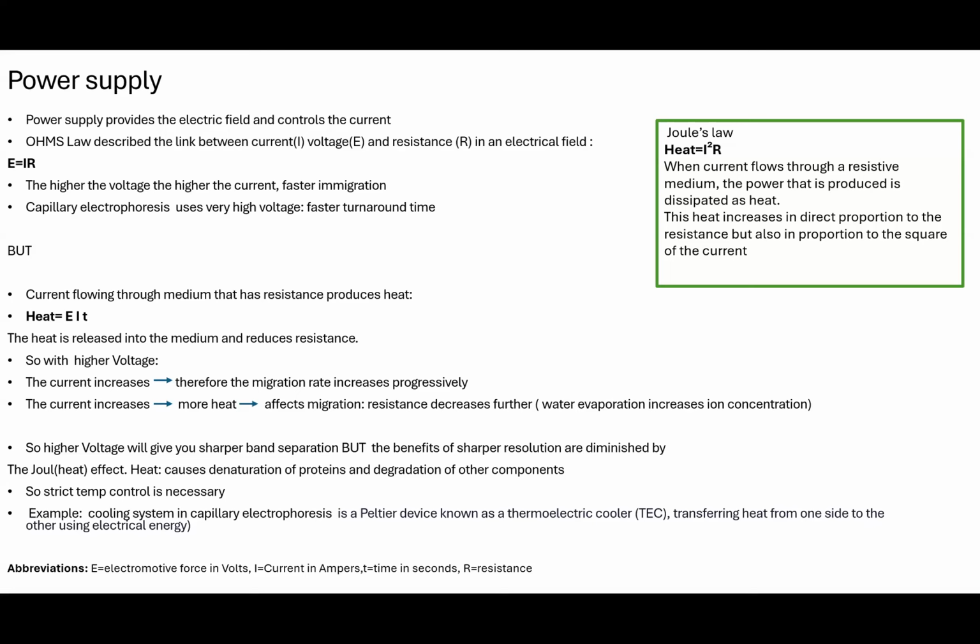So, in summary, when we apply higher voltage, that gives you sharper band separation. But the problem is that with higher voltage and higher current, we have the heat effect. Heat in general can cause denaturation and degradation of proteins, and it also affects protein migration. It's not good at all. That's why it's really important in electrophoresis that we strictly control the temperature, and that's why we use a cooling system.